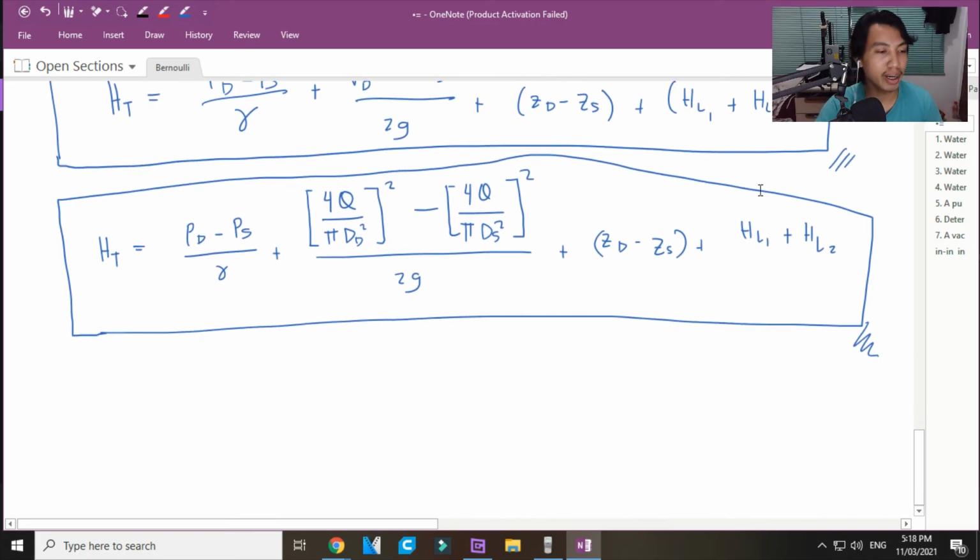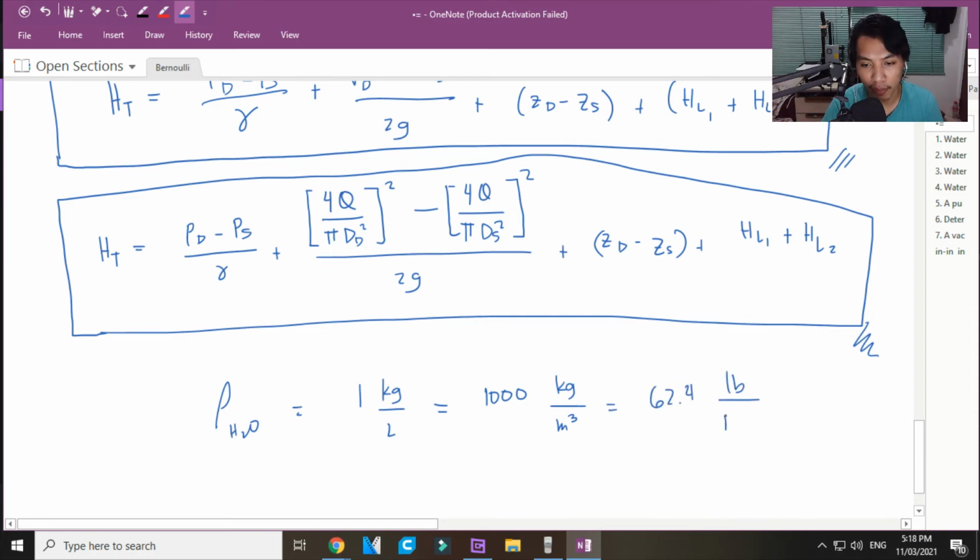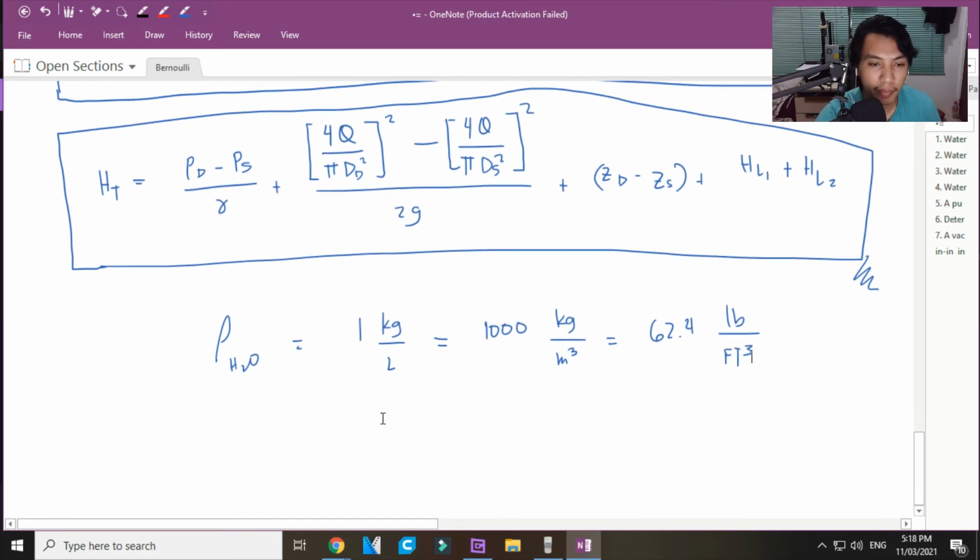Notable notes. Okay? Notable notes. The density of water. What is the density of water? 1 kilogram per liter, 1,000 kilogram per cubic meter, equal to 62.4 pound per feet cube. Yan. Okay? Notable notes.